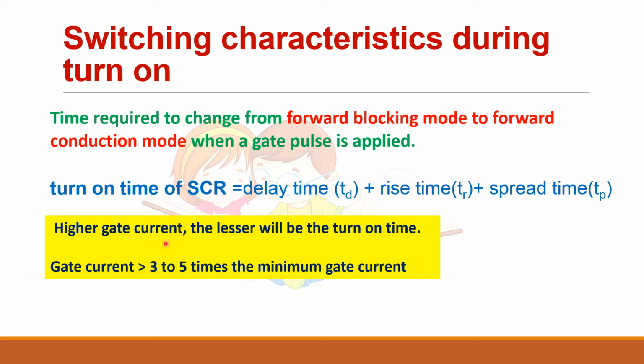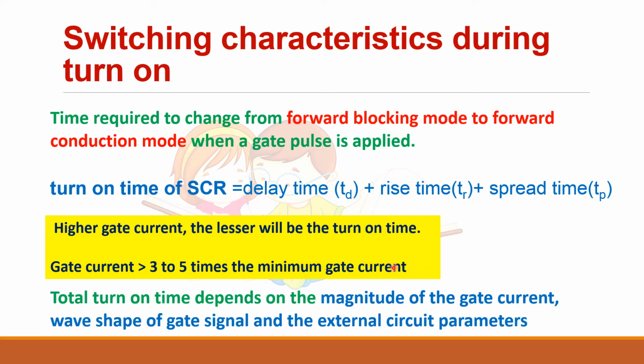If we give more gate current, it will turn on quickly, and the magnitude of the current should be at least 3 to 5 times greater than the minimum gate current specified by the manufacturer. So the total turn on time depends upon three factors: the magnitude of the gate current, the shape of the gate signal, and the circuit in which the SCR is connected.